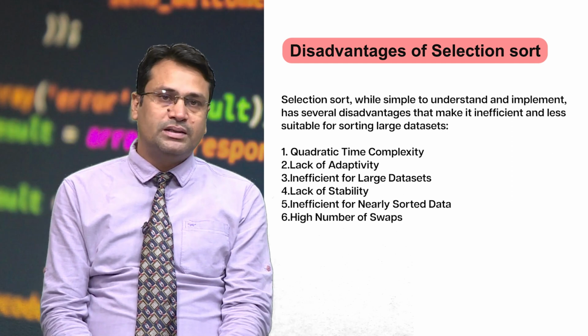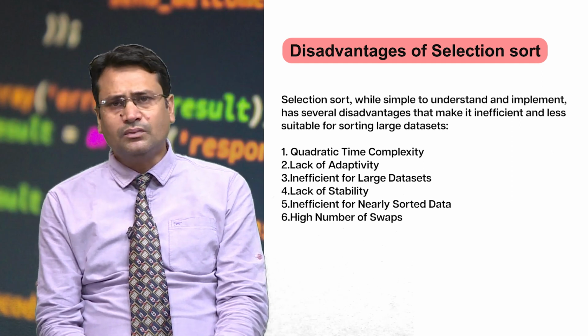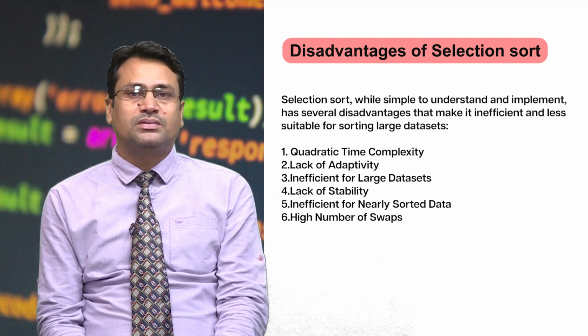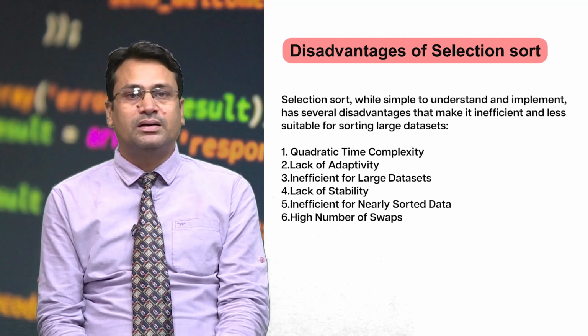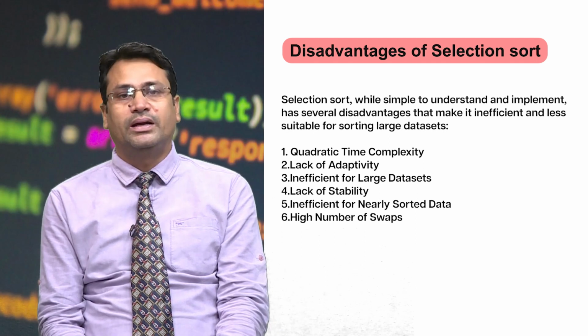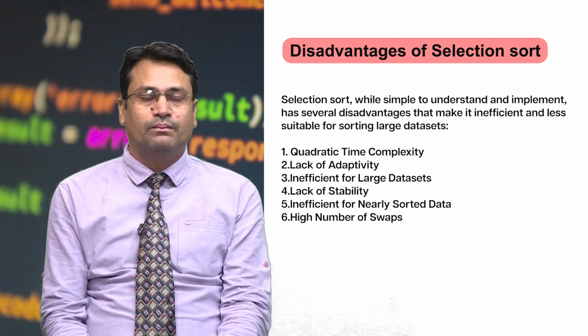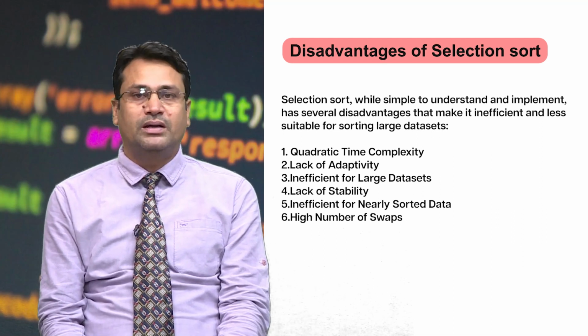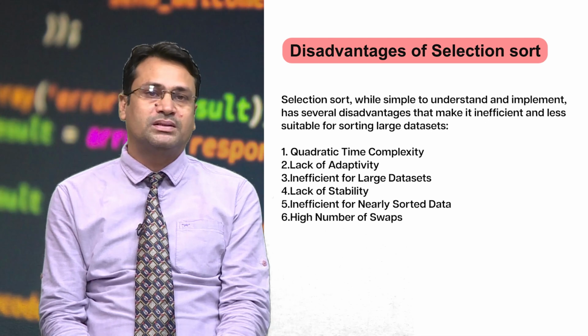Next disadvantage is inefficiency for large data sets. Due to its quadratic time complexity, selection sort becomes impractical for sorting large data sets. It is much slower than more advanced sorting algorithms like quick sort, merge sort or heap sort, which have better average and worst case time complexities.